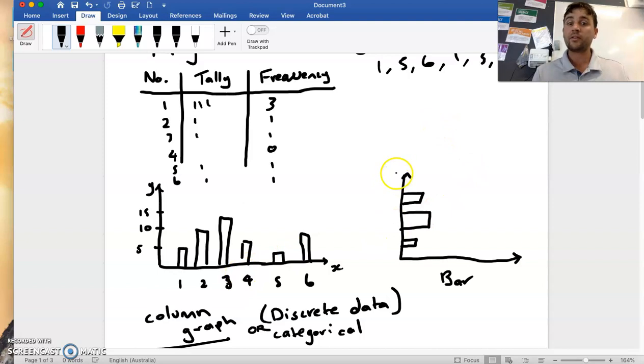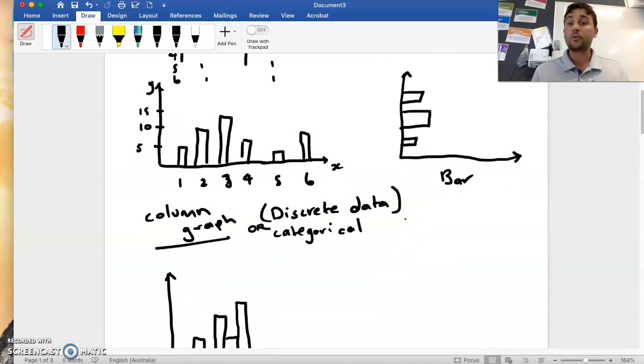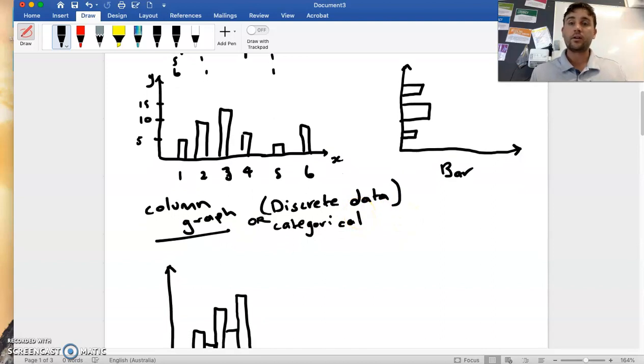This can also be represented in a bar graph. Okay, you can see the difference between a column. Columns are up and down, bar is across. So they are column or bar charts, so you can use discrete or categorical data for those.